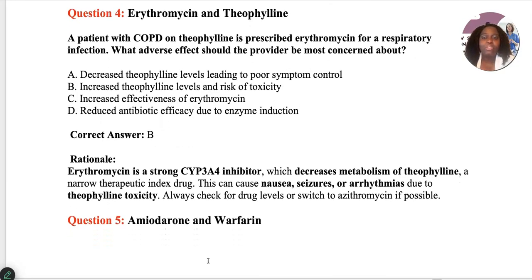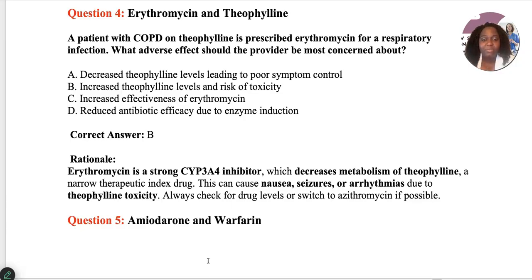Now let's take a look at question number 4. Erythromycin and theophylline is the focus of this question. A patient with COPD on theophylline is prescribed erythromycin for a respiratory infection. Which adverse effects should the provider be most concerned about? A. Decreased theophylline levels leading to poor symptom control. B. Increased theophylline levels and risk of toxicity.